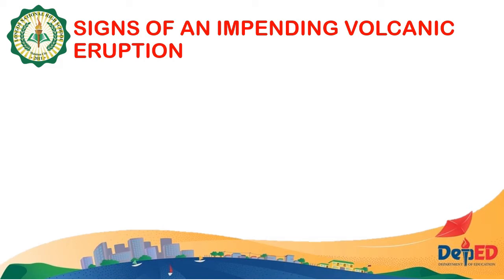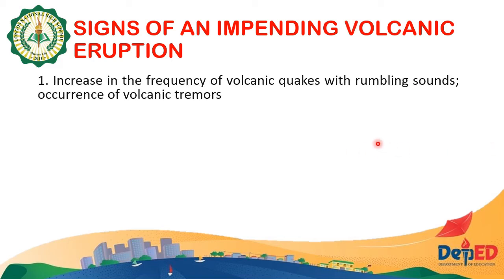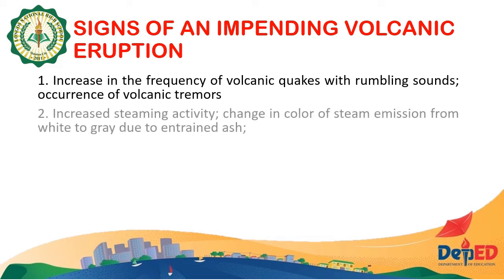What are the signs of an impending volcanic eruption? According to PHIVOLCS, the following are commonly observed signs that a volcano is about to erupt. This may vary from one volcano to another. Number 1, increase in the frequency of volcanic quakes, accompanied by rumbling sounds and the occurrence of volcanic tremors. Number 2, increased steaming activity, with a change in color of steam emission from white to gray due to entrained ash.